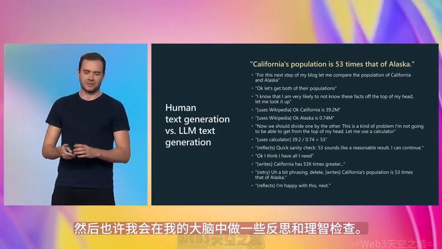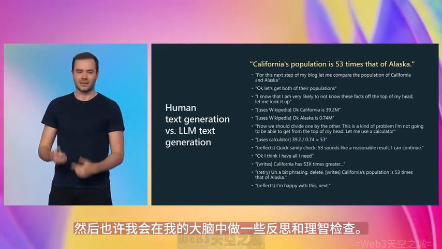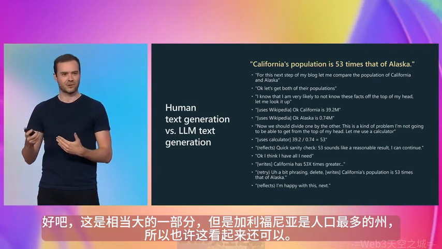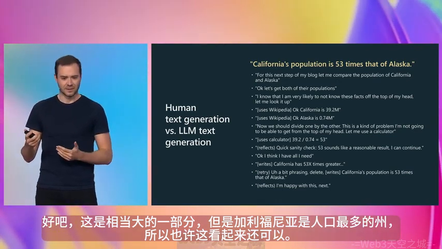And then maybe I do some reflection and sanity checks in my brain. So does 53 make sense? Well, that's quite a large fraction, but then California is the most populous state, so maybe that looks okay.